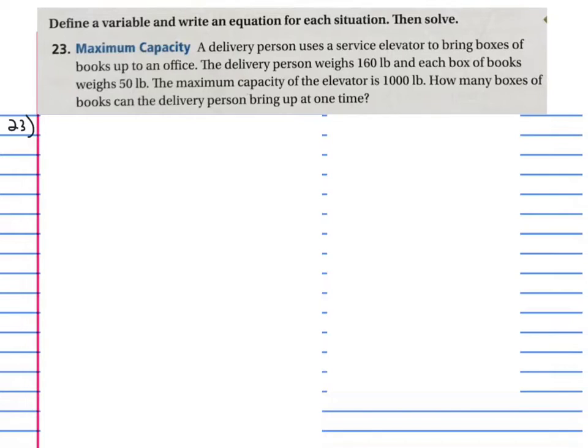So you can say that you've got 160 for the person plus 50 pounds times however many of those boxes there are, because if you had one box of books, 50 times one is 50 pounds total for the books. But if you had two boxes of books, you'd have 50 times two boxes for 100 pounds for the weight of the books, and so on. Three boxes would be 50 times three. So you don't know how many boxes you can bring.